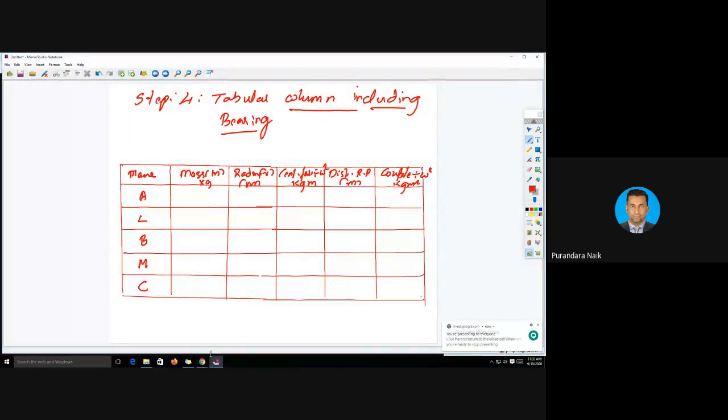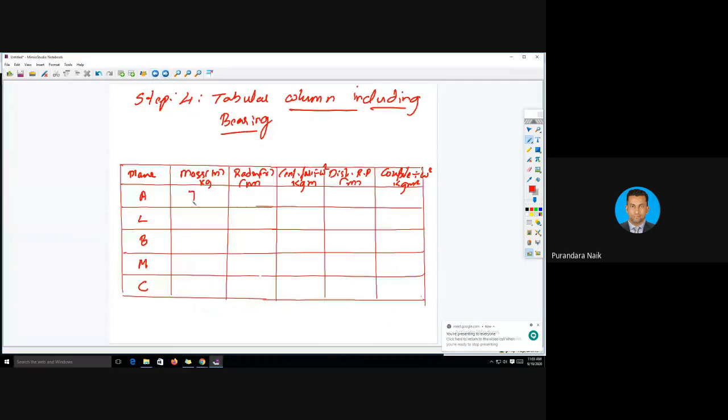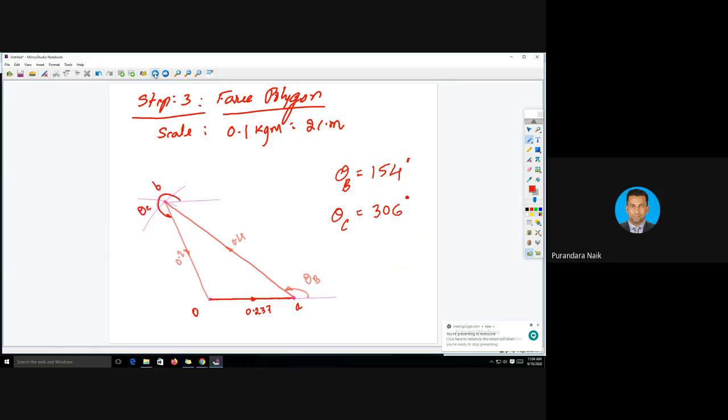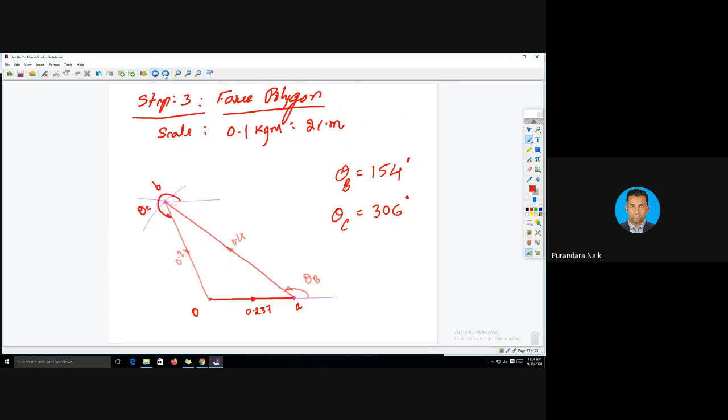Okay. The next thing, the masses. Masses are, first one 79. Same thing we need to find out. Second one, you take it as L, unknown. Third one, it is 50. The fourth one is M. Let us take M, mass of the bearing M. Last one is 40.